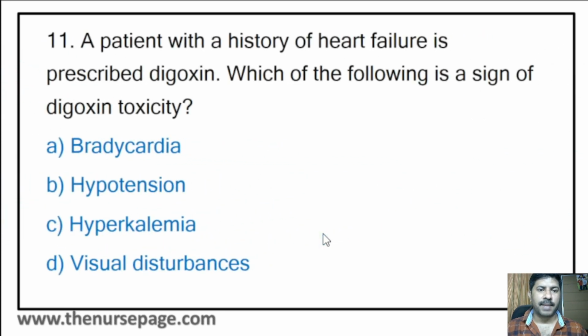11th question. A patient with a history of heart failure is prescribed digoxin. Which of the following is a sign of digoxin toxicity? Bradycardia, hypotension, hyperkalemia, visual disturbance. Correct answer is visual disturbances. Halos around the light.